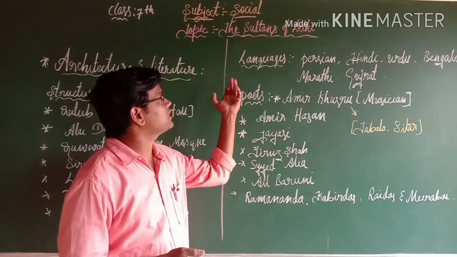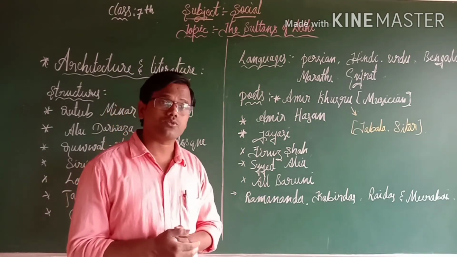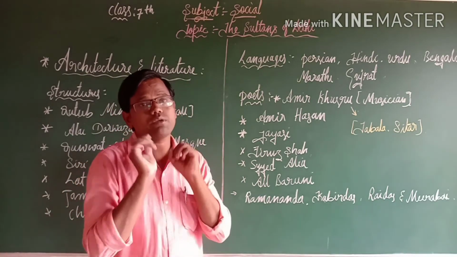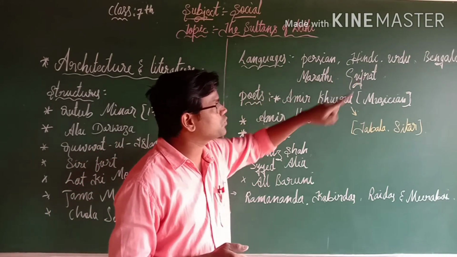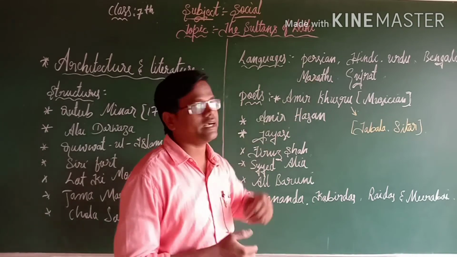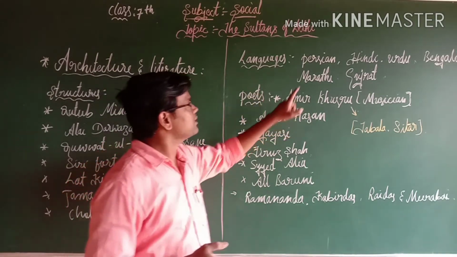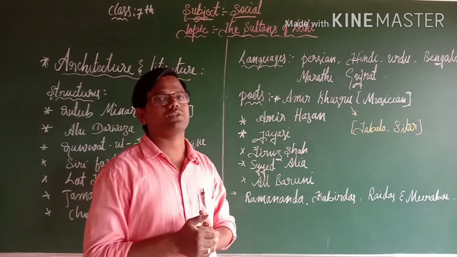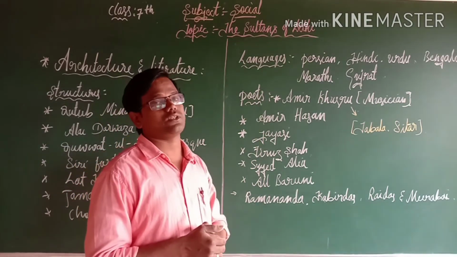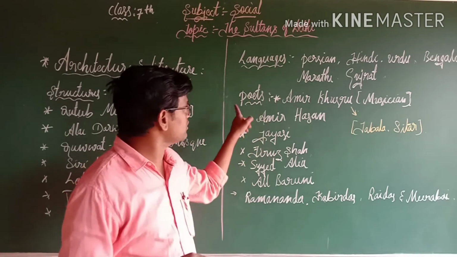The next point is languages. During the period of the Sultanate of Delhi, we can see a few important languages. Those were Persian, Hindi, Urdu, Bengali, Marathi and Gujarati. But among these, Persian and Urdu were very important languages during the period of the Sultanate of Delhi.